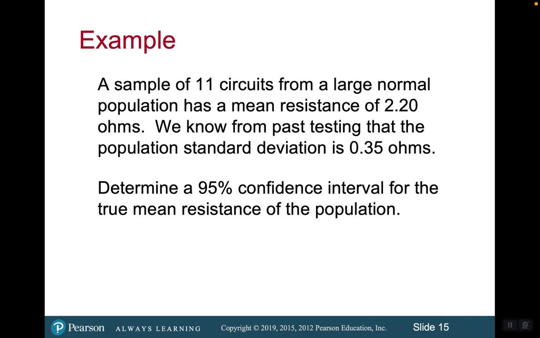All right, so we'll use an example to illustrate this. We have a sample of 11 circuits from a large normal population with a mean resistance of 2.20 ohms. All right, and we know from past testing that the population standard deviation is 0.35. So we know the standard deviation. We're going to determine a 95% confidence interval for the true mean resistance of the population.